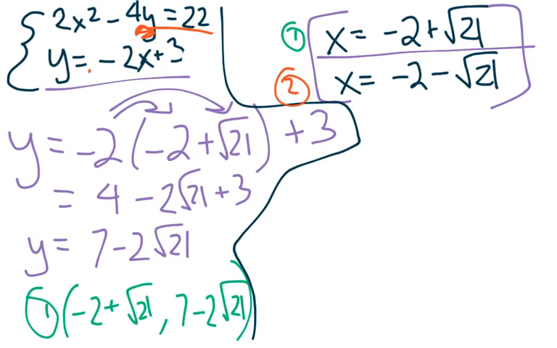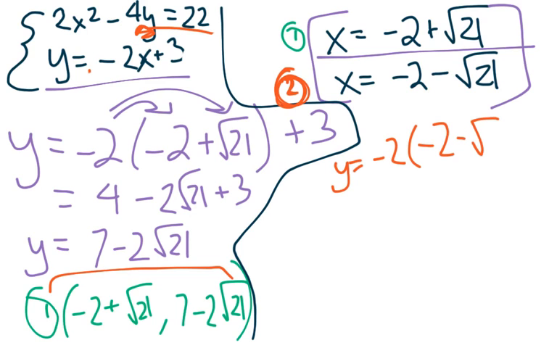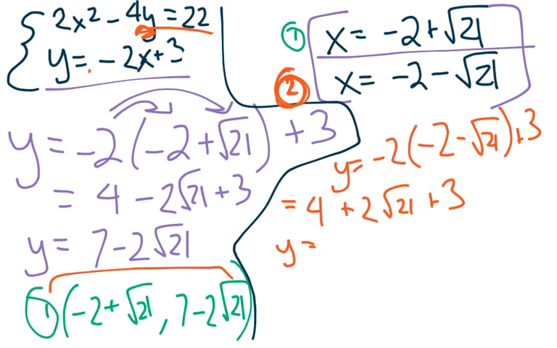It's not the cleanest of coordinates, but I could use a calculator to find out more precisely the decimal value of these coordinate points. Let's see what, based off of our second solution value of x, that plugs in and makes y. So we get y equals negative 2 times, x is negative 2 minus root 21 in this case, plus 3. We use distributive property again. We get 4 plus 2 root 21 plus 3. And our second y coordinate is 4 plus 3 is 7 plus 2 root 21.